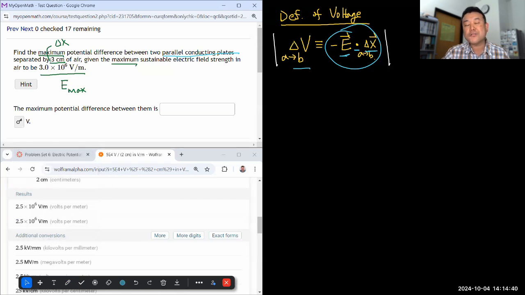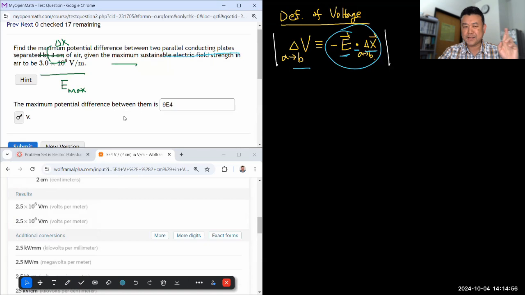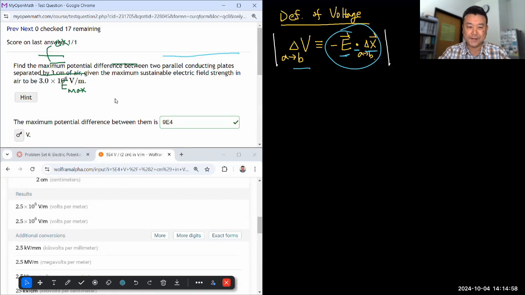So let me turn 3 cm into 3 times 10 to the minus 2 meters. So 9 times 10 to the 6 minus 2 on the top. So it's 9 times 10 to the 4. 9e4. Let's hope that's right. If that's wrong, I'll just go through from Alpha.